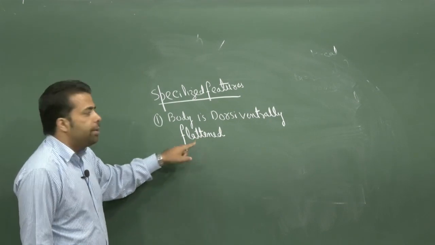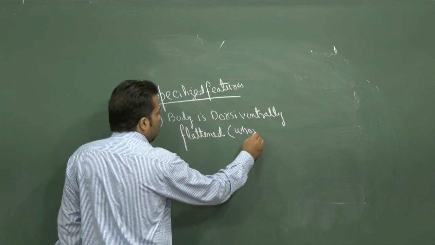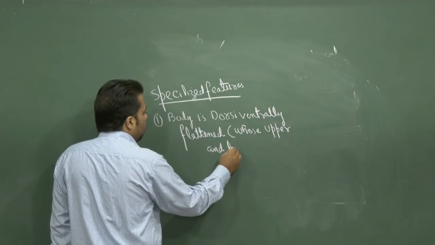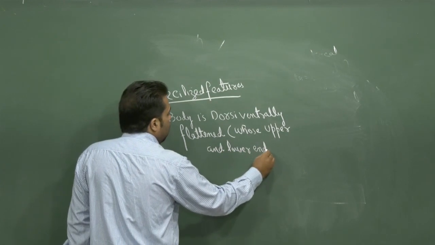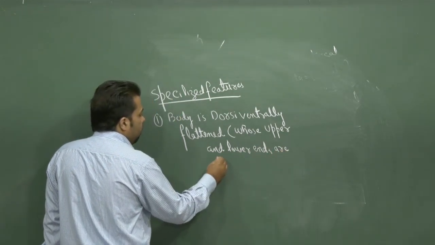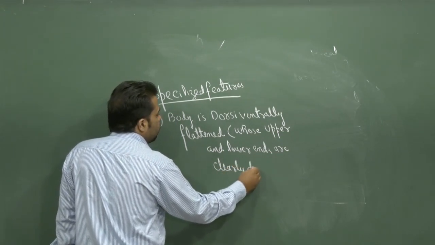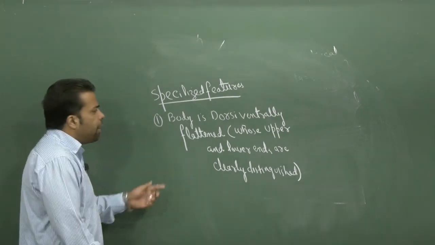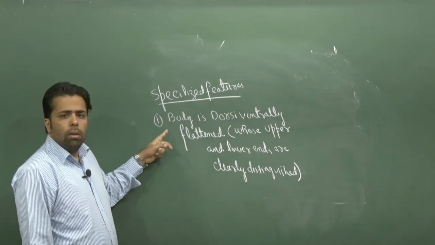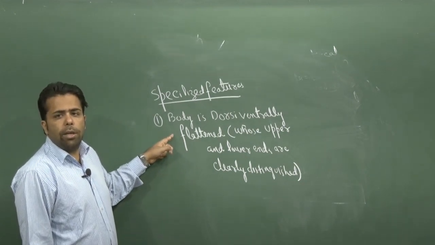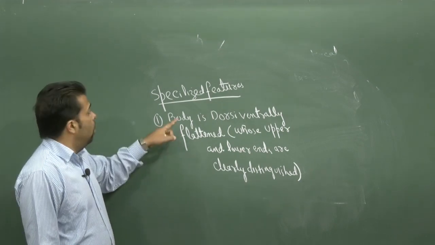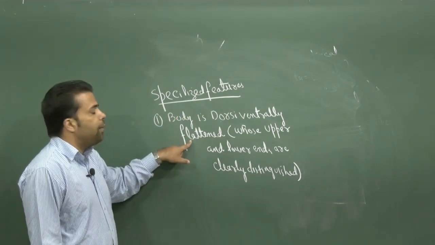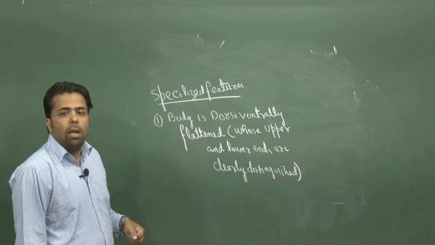Body is dorsiventrally flattened. That means whose upper and lower ends are clearly distinguished. Like a dicot leaf. What's in the dicot leaf? The stomata on the lower side are more as compared to the upper side. So we can easily say which is upper side and which is lower side. So in the flatworms, you can easily say which is upper end and which is lower end. It's clearly distinguished.